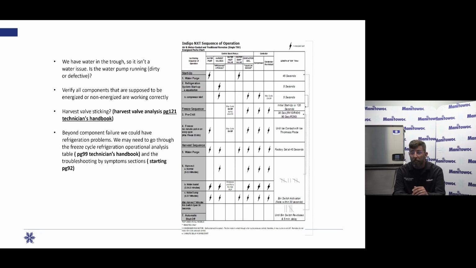You have flowcharts in the technician's handbook. Symptom 1 is for a machine that's shutting down. Symptom 2 is a long freeze condition. Symptom 3 is a long harvest where the ice doesn't melt. And symptom 4 is a long harvest where the ice does melt.